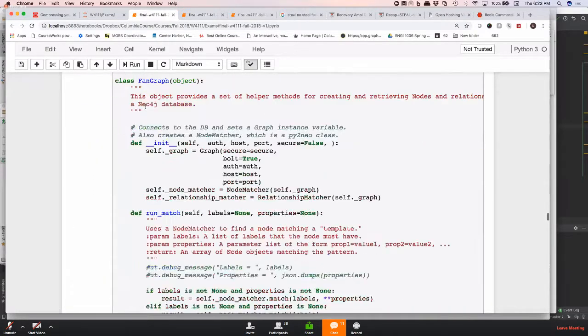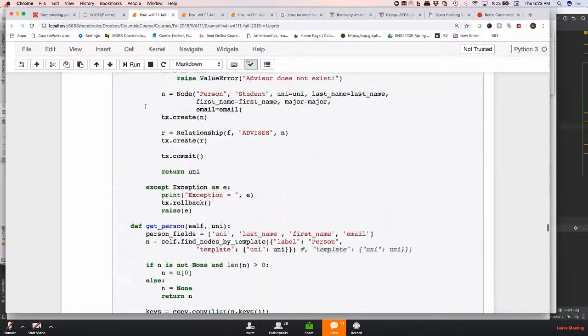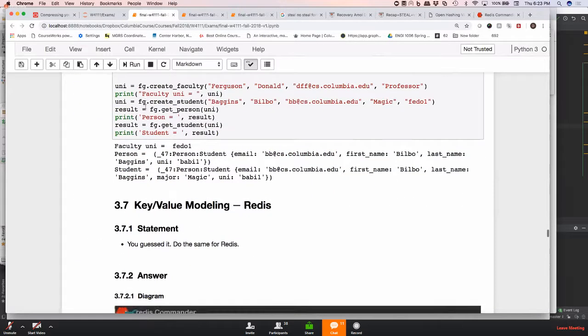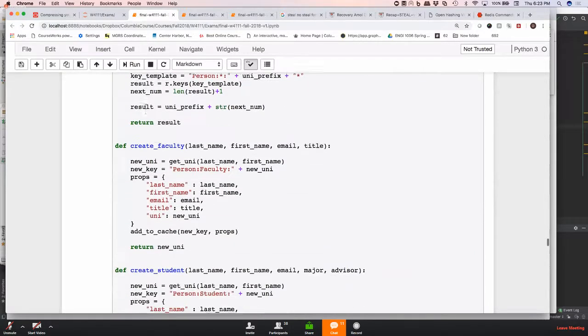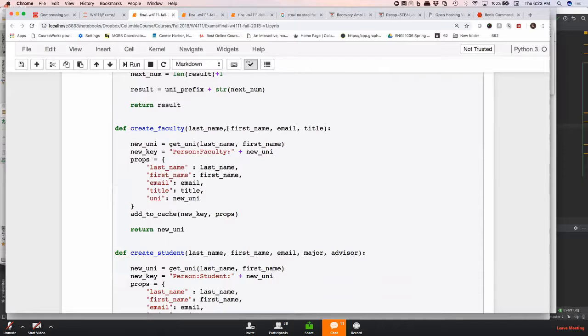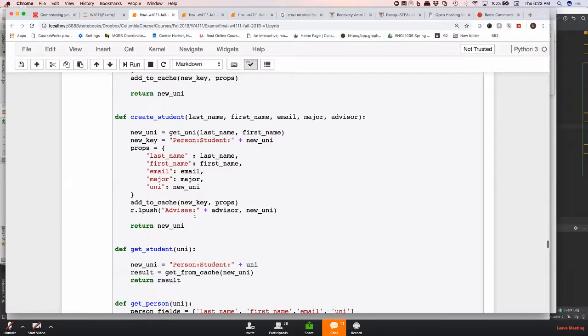So that's graph. You see that this stuff I gave you, create faculty, has last name, first name, email, title. I get the next uni, right? So that's going to tell me the next number. There's 217 people that are in the person branch. This is going to be 213. And the key is person faculty 213. These are the properties, and I just add that to the cache. That's all you do. Create student is exactly the same way.